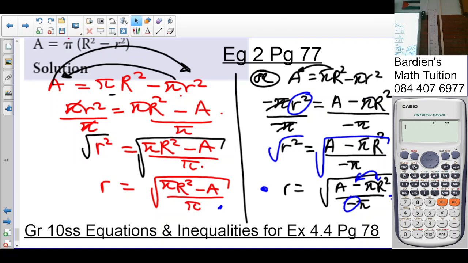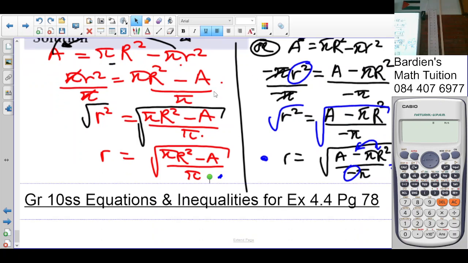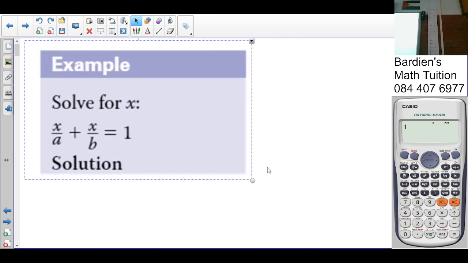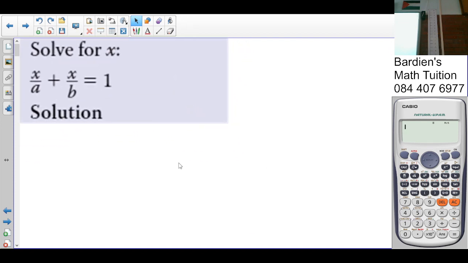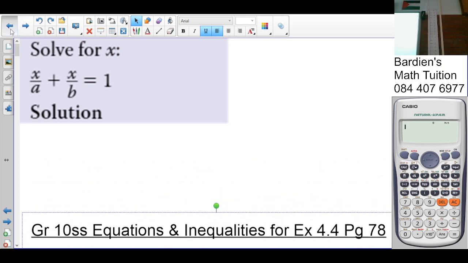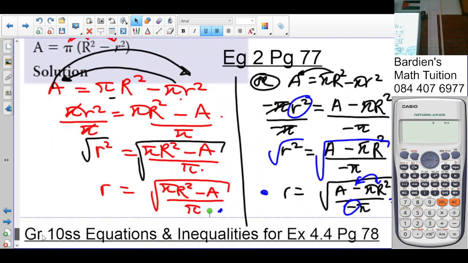Any confusion at this point? No? You guys have a lot of questions in this lesson. Yes? It should be. Check. It's not. What's the answer they have? R is equal to the square root of r squared minus a over pi.